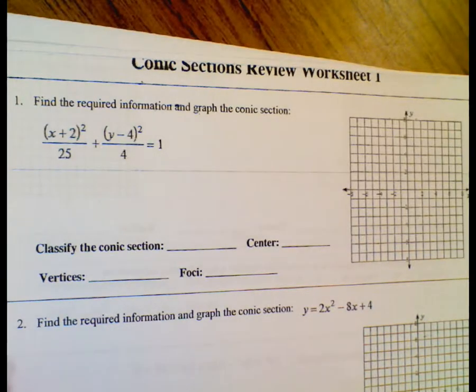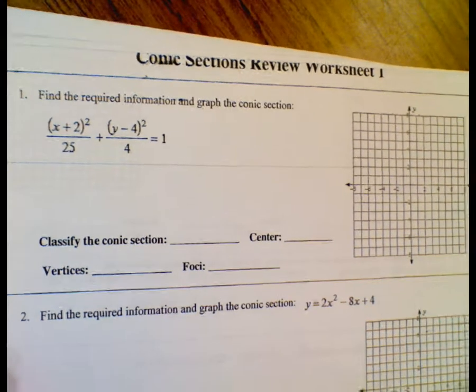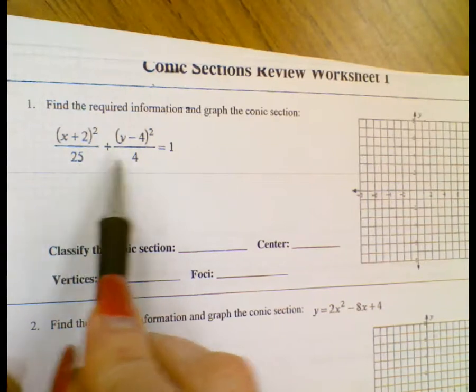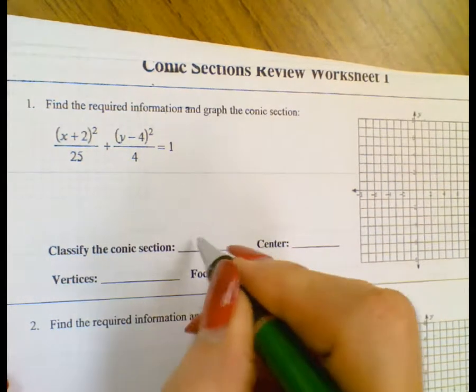Okay, this is the conic sections review worksheet. First problem. Because of the plus sign, and because these numbers are different, this is an ellipse.